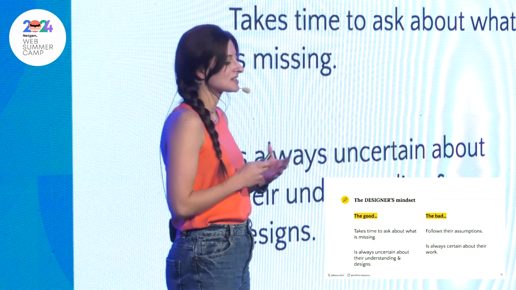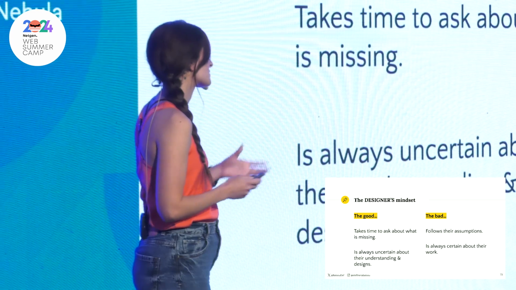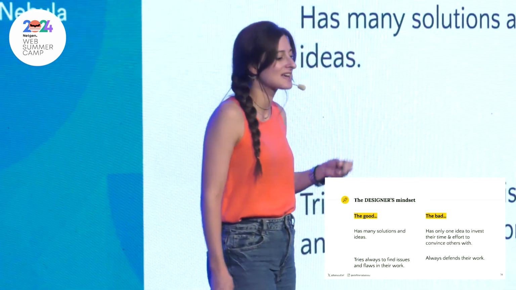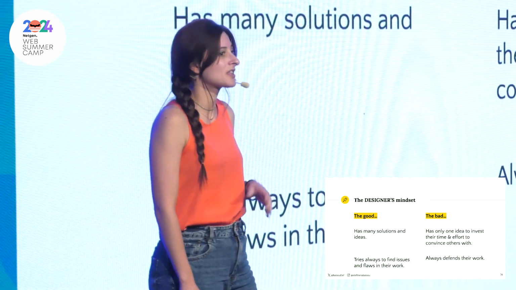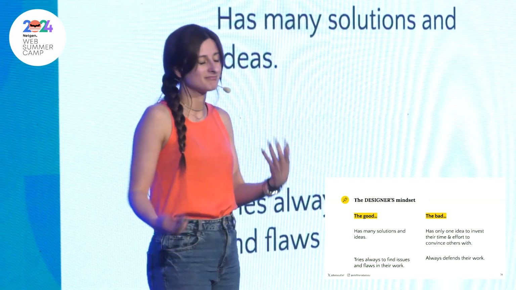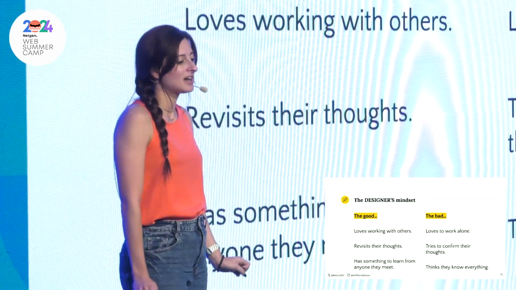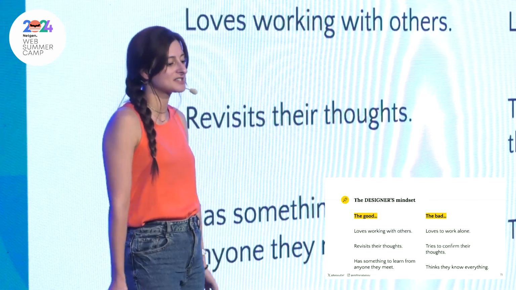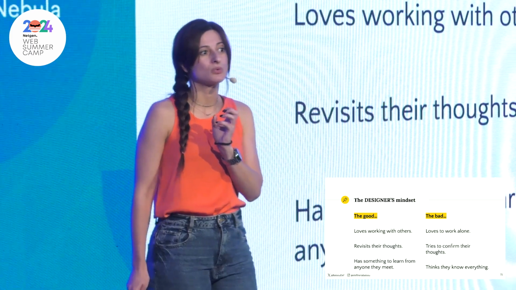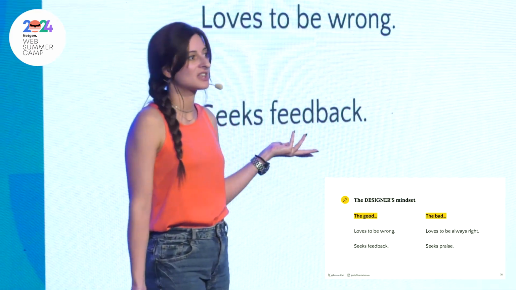The good one is always uncertain about their understandings and designs, whereas the bad one is always certain about their work. The good one has many solutions and ideas and always tries to find issues and flaws in their work, whereas the bad one has only one idea and invests their time to convince everyone that it is the best idea. The good one loves working with others, revisits their thoughts, and has something to learn from everyone, whereas the bad one loves to work alone, tries to confirm their thoughts, and thinks they know everything.